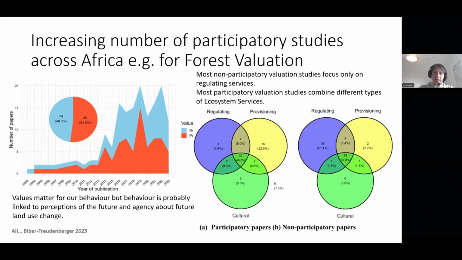So yes, values matter for our behavior, of course, but behavior is probably also linked. The behavior we're showing today is also probably linked to the perceptions of the future and the agency I have about the future. So how much power do I actually have over what's happening around me, and how much can I influence that? And that's what we would define as agency here.